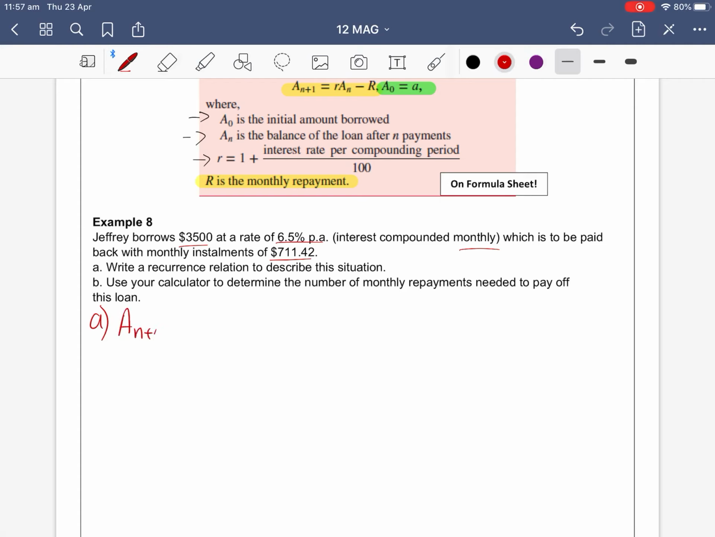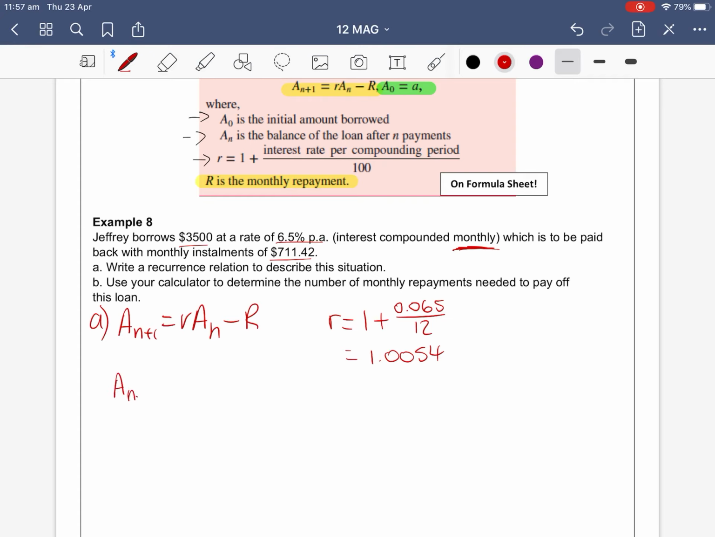Okay. Well, the general format for that is A N plus 1 equals R A N minus R. So that's the new thing here. It is important, though, that we figure out what little r is, just like we did earlier. R equals 1 plus, now we have to write that as a decimal, remember, 0.065 as a decimal, and we have to divide that by the number of compounds per year. So in this case, this is compounded monthly. So over 12, which means we can write R as the decimal 1.0054. Now, it's always nice to round R to 4 decimal places.